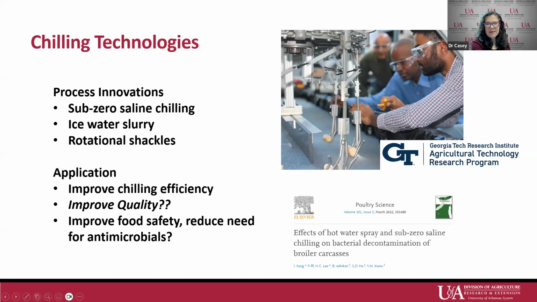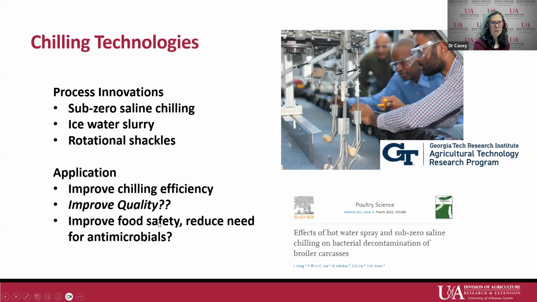Rotational shackles. These shackles are going to move so that we get a little bit of action around the bird, so that we can get that heat transfer that's needed in chilling. So can it improve that chilling efficiency? Yes. Can it improve quality? And can it improve food safety? So those are the questions that are being answered in that technology.